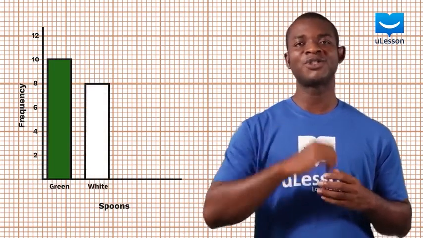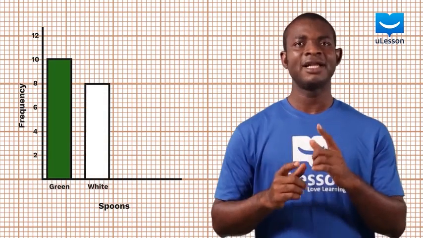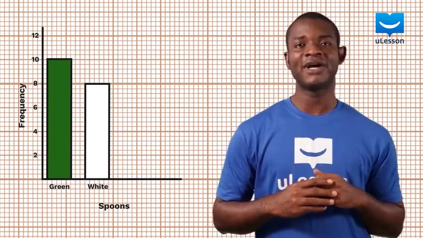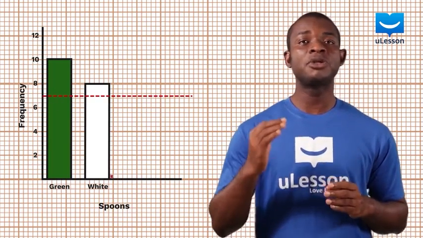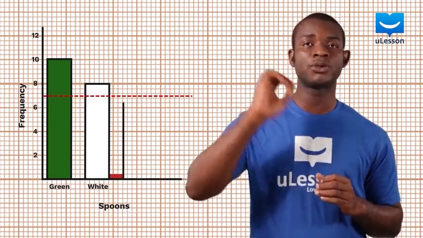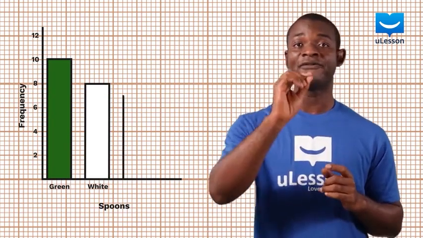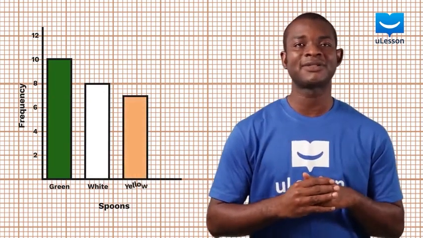Now, we will construct the last bar, that is, for yellow spoons. First, let's locate the number 7 on the vertical axis. With that done, we count out 3 little boxes for space, then draw the straight line up to 7. Then our 5 little boxes, and finally back to the horizontal axis.